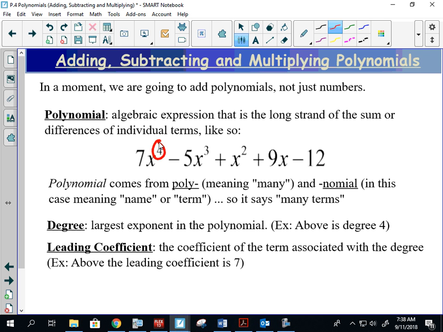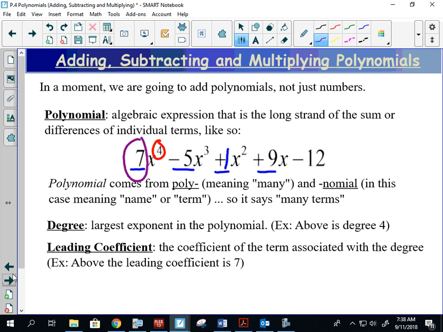The leading coefficient, well, coefficients are the numbers in front of our variables. So we have 7, -5, this is a 1, and 9, those are all coefficients. The leading coefficient is the coefficient of the term associated with the degree. It's how many we have of the highest power. So in this case, the leading coefficient would be the number 7. Okay, those are our 3 terms for today.